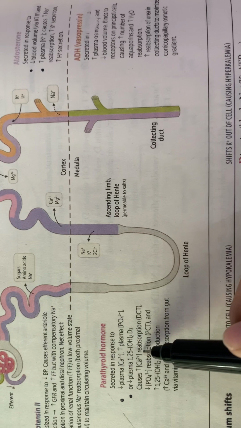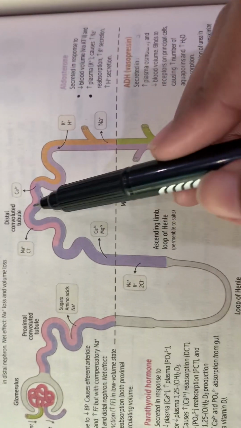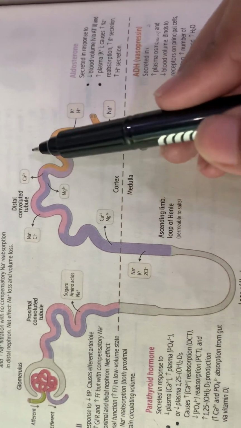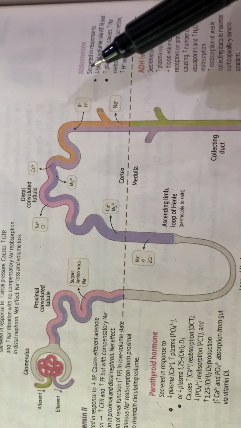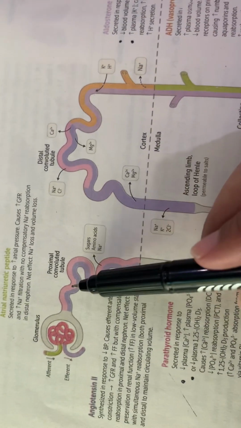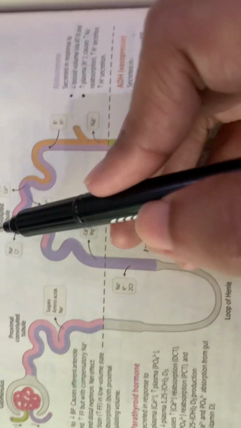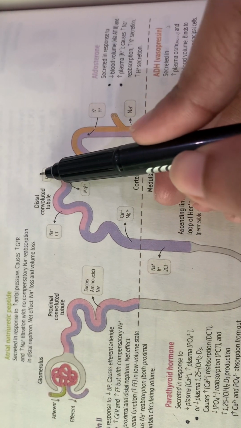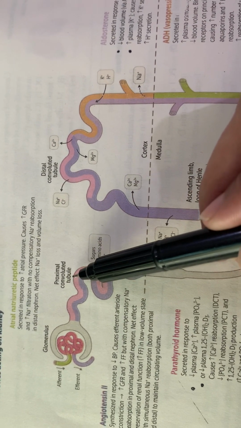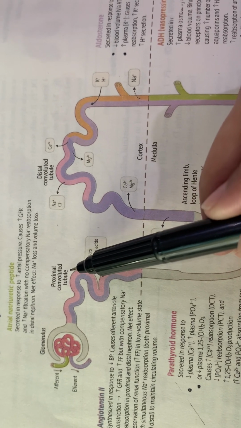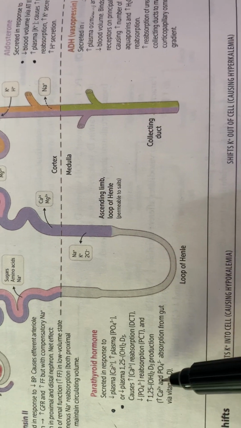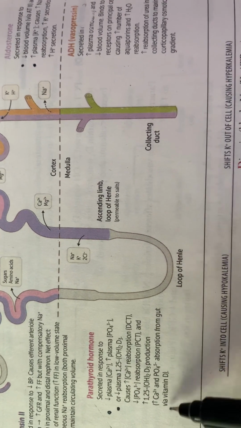So it causes increased calcium reabsorption from the distal convoluted tubule. Here the parathyroid hormone causes increased calcium reabsorption and decreased phosphate reabsorption from the proximal convoluted tubule. It acts on the distal convoluted tubule to increase calcium reabsorption, and it acts on the proximal convoluted tubule to decrease phosphate reabsorption, and it increases vitamin D production, that is 1,25 dihydroxycholecalciferol.